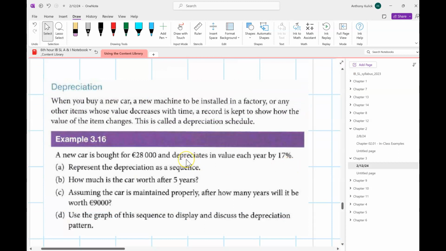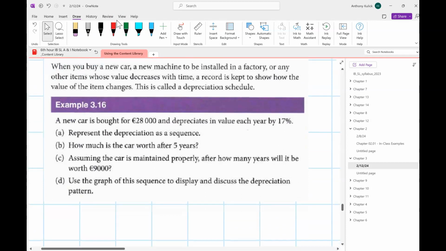All right, last example. Depreciation tends to be exponential as well. For example, you buy a new car, it loses value over time, right? Where does that model break? Eventually it might become a classic car and then start gaining value again. But let's start here. A new car bought for 28,000 euros, depreciation each year by 17%.